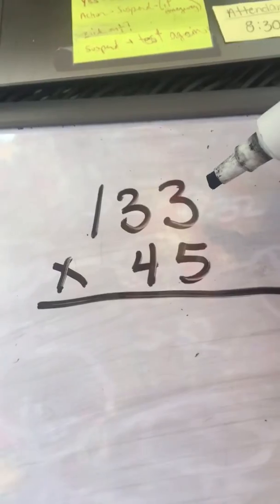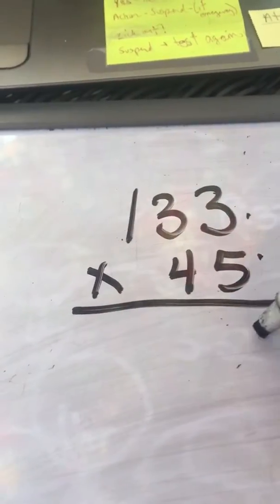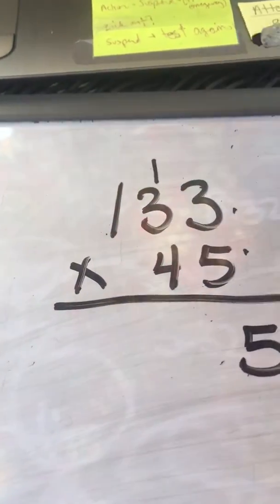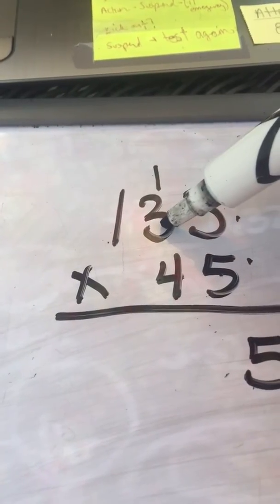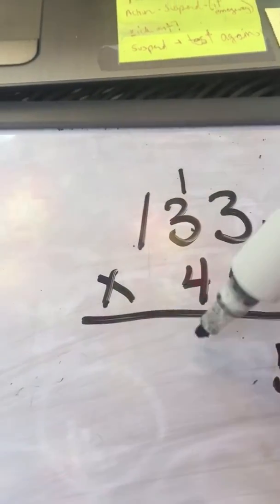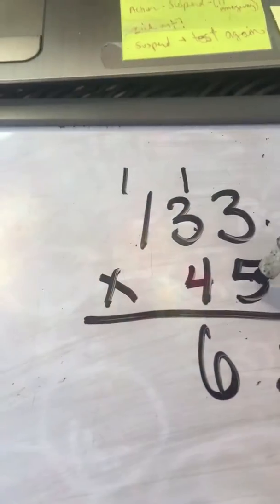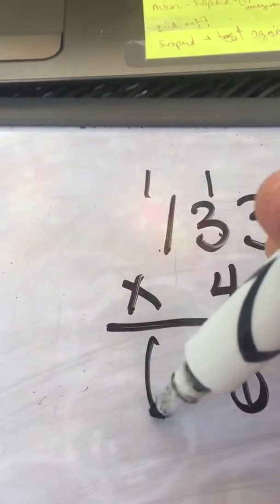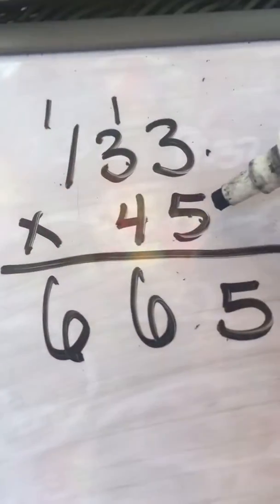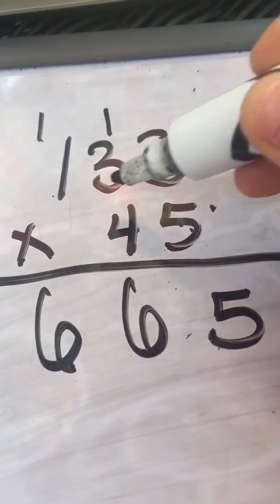Alright, we're going to start with the ones place. So 3 times 5, 15, carry my 1. 5 times 3 is 15, like we just found out, but plus 1, 16. And then 5 times 1 is 5, add 1, you get 6. I'm done with my ones place. I already used the 5 here, here, and here.